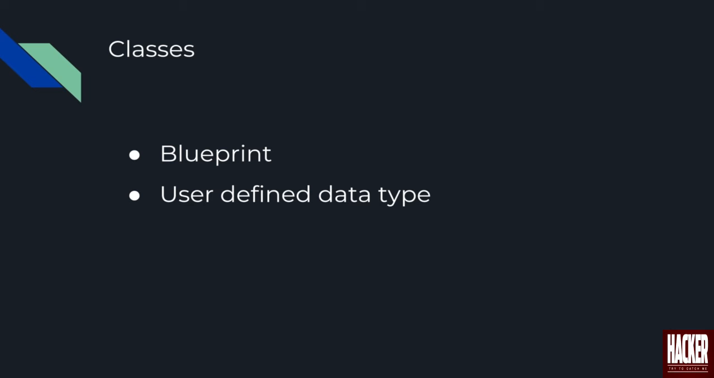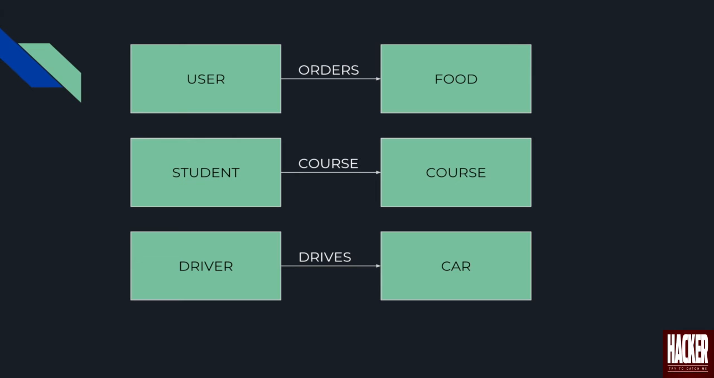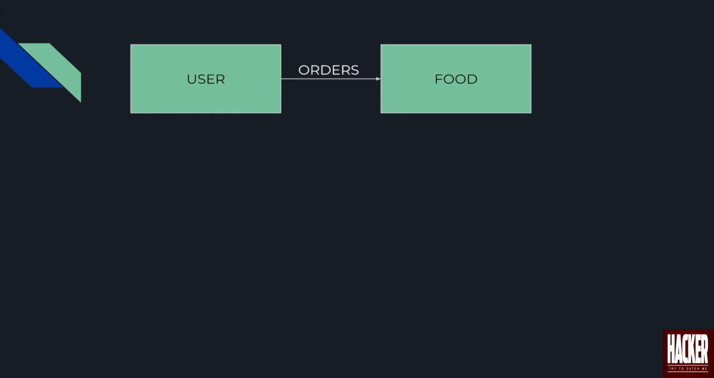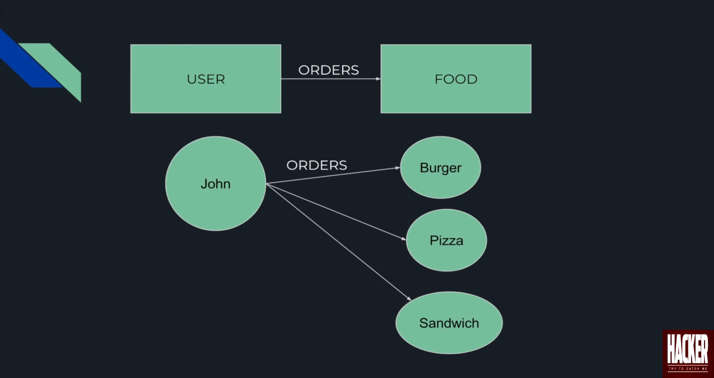Let's take a look at some real world scenarios as an example. Some real world scenarios that I have mentioned here are: a user orders food, a student can enroll in a course, a driver can drive a car. Let's see how we can simulate these using classes and objects. We'll take the first scenario, where the user orders food. Here the user can be any user. Let's take a user John. He can order different kinds of food, which is burger, pizza, or a sandwich.